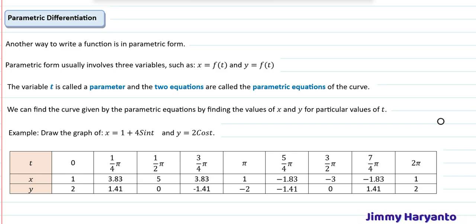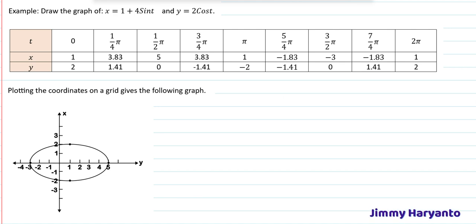That means for this one you can create a table like this. Let's say t equals 0, 1/4 pi, 1/2 pi, 3/4 pi, pi, and so on. For t equals 0, you'll have x equals 1 and y equals 2 as the result, and then you will calculate the rest. After you have the table, you only have to plot the values of x and y in the graph, and later you will have this shape, which is an ellipse.